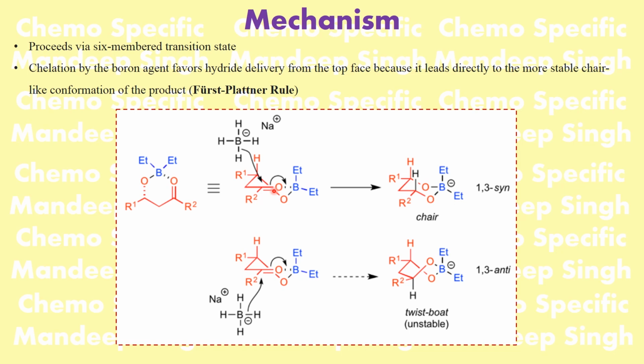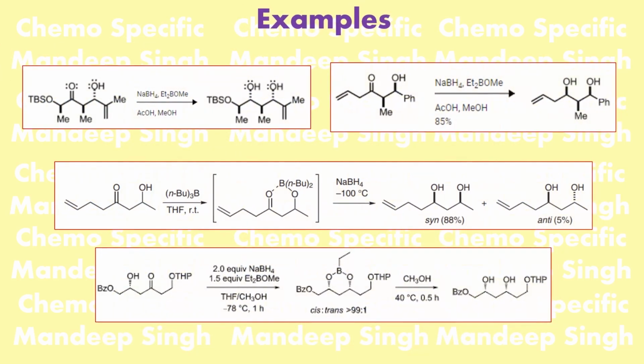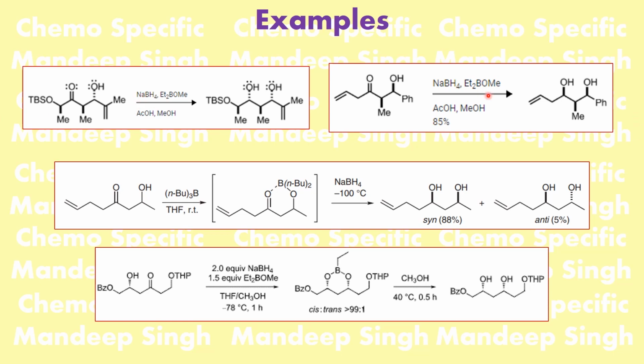So I'm sure that this video gave you an insight into how we can get to this particular product and why 1,3 anti doesn't form in the case of the Narasaka-Prasad reduction. So let us look at a few examples where this reduction reaction has been properly utilized to give you the desired product. So here is a series of 4 examples I have taken.